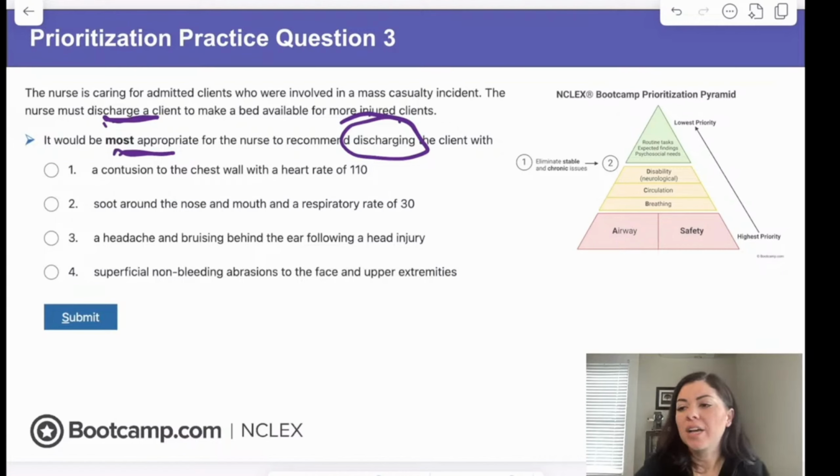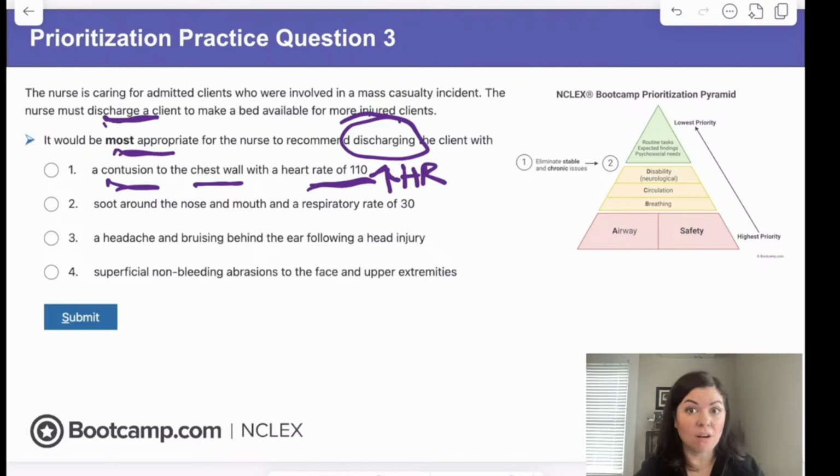So option 1, a contusion to the chest wall, so bruising to the chest wall with a heart rate of 110. So we know that that heart rate is just a little fast, they're a little tachycardic. So if you have a client coming in with a chest wall injury that is tachycardic, tell me, what are you guys worried about? What conditions are you worried about? So I'm worried about cardiac tamponade, okay? And also I could worry about pneumothorax.